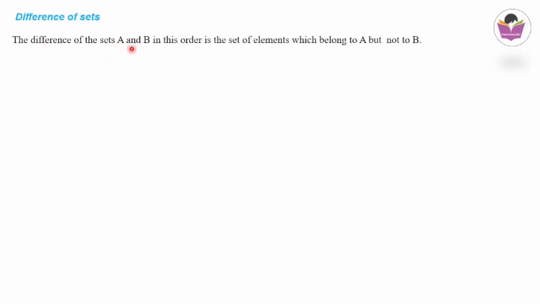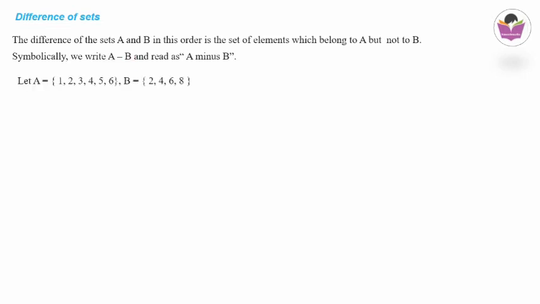Next, we shall discuss the difference of sets. The difference of the sets A and B in this order is the set of elements which belong to A but not to B. Here order is very important. Here the first set is A and the second set is B. So elements which belong to A but do not belong to B. You have to compare A and B, and from A we choose an element which is not there in B. This is the definition. When you go through the definition, you will not understand anything, so let's discuss using an example. Symbolically we write A minus B and read it as A minus B. This is the way of representing the difference of two sets.